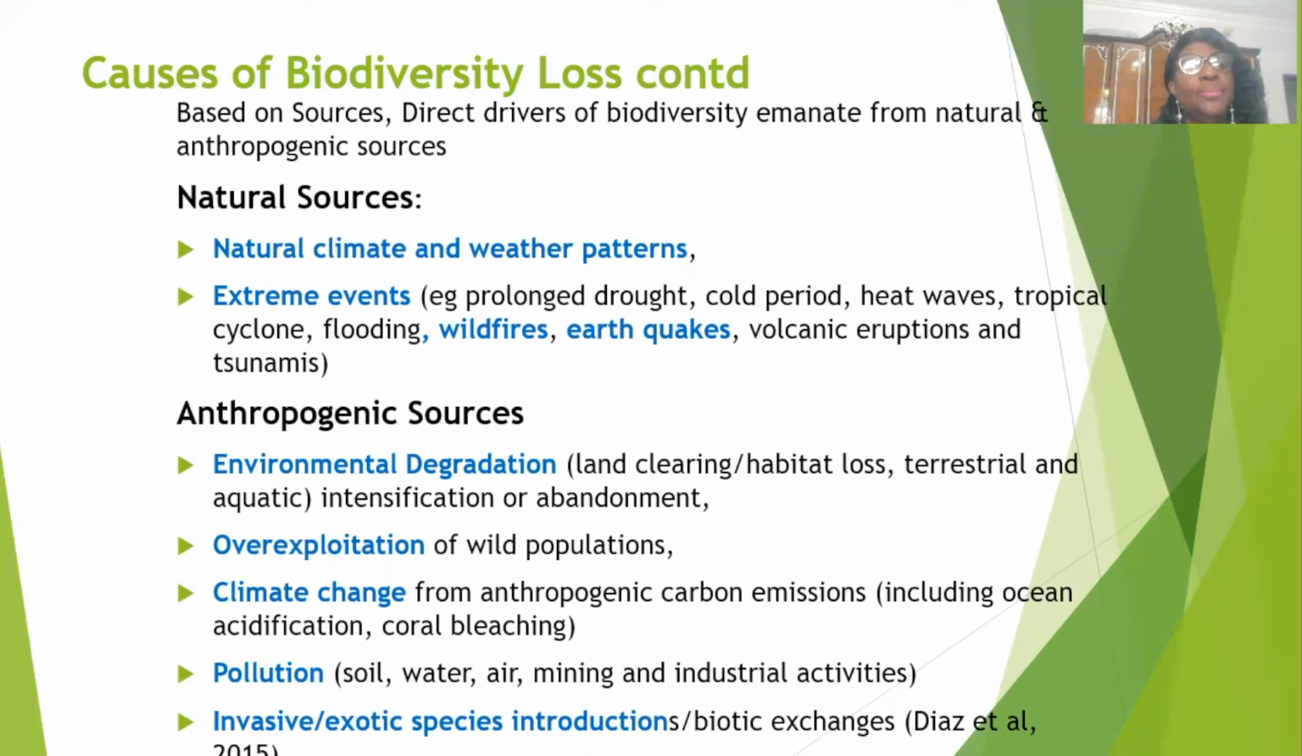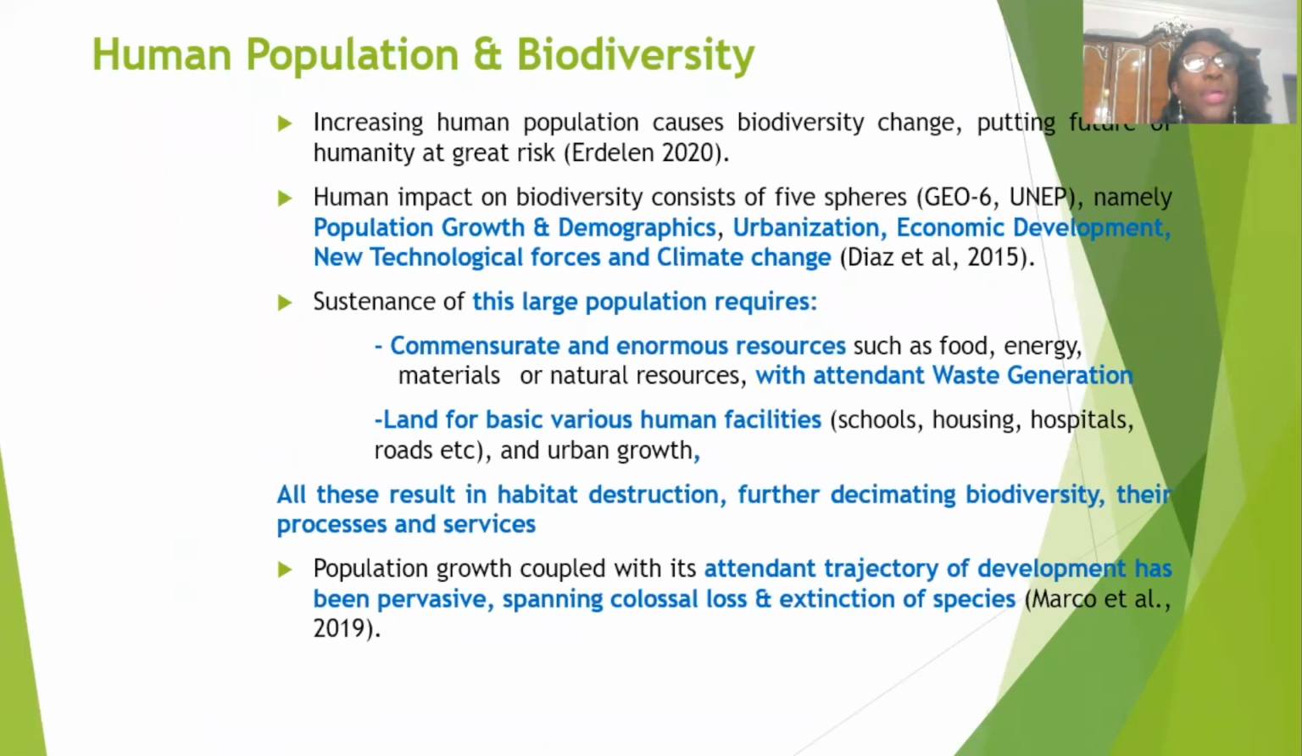The factors causing biodiversity loss can also be put in two broad groups based on sources: the natural sources and anthropogenic sources. Natural sources include natural climate patterns or weather patterns, and extreme events like wildfire and earthquake. Anthropogenic sources are man-made, from man-made activities. We have environmental degradation, overexploitation, climate change as a result of human activities, pollution, invasive species introduction, and human population. There's increasing human population, and this causes biodiversity change, putting the future of humanity at great risk.